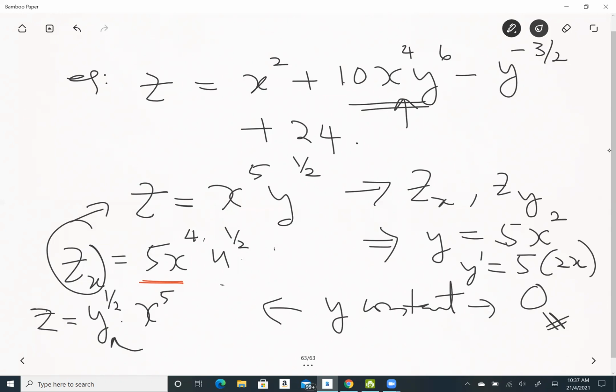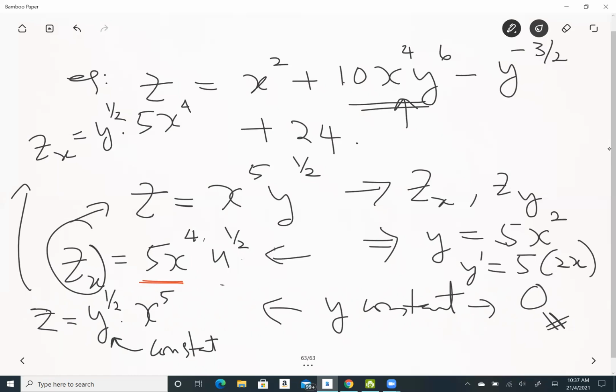So here, this one is the constant, okay? So the rule: a constant, if it is multiplied with a variable, will just follow the derivative. Therefore, zx will be equal to what? It will be equal to y to the power of half, which is the constant, multiplied by 5x to the power of 4. Which is exactly what you have here. All right, so this is just to get ourselves familiar with the concept. Okay, so that's a constant. Now you find zy.